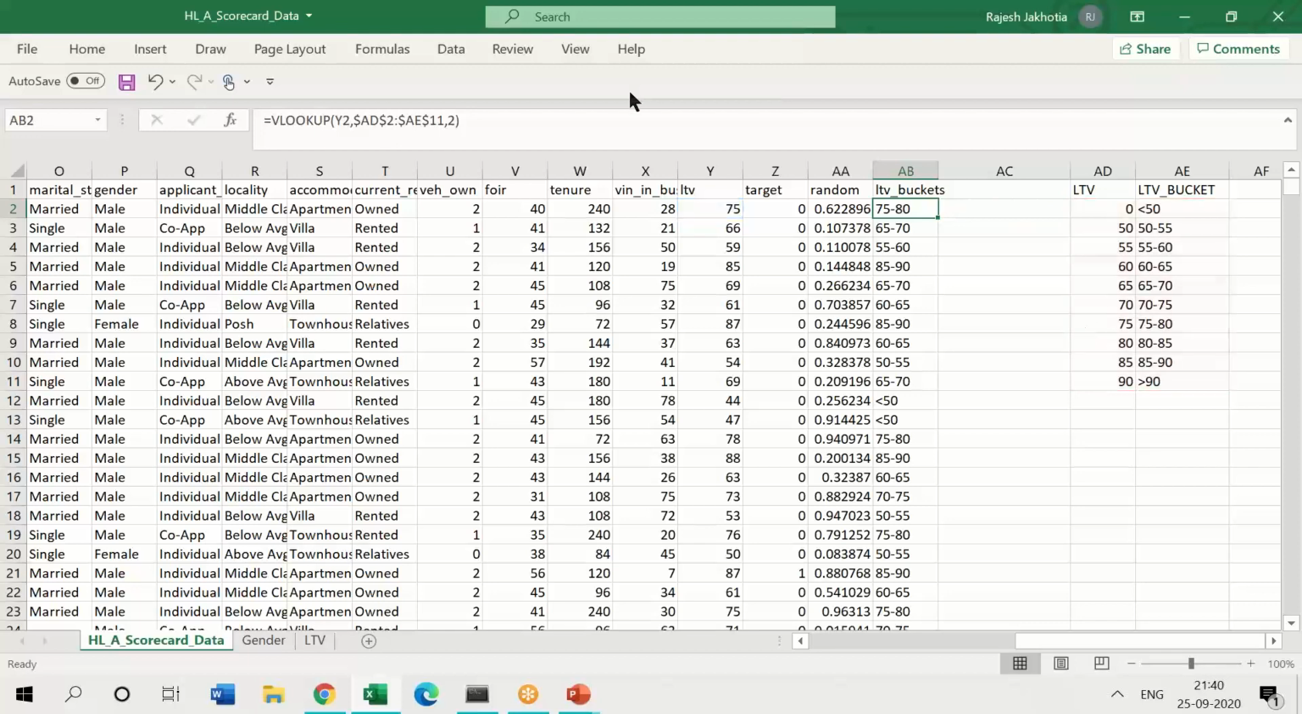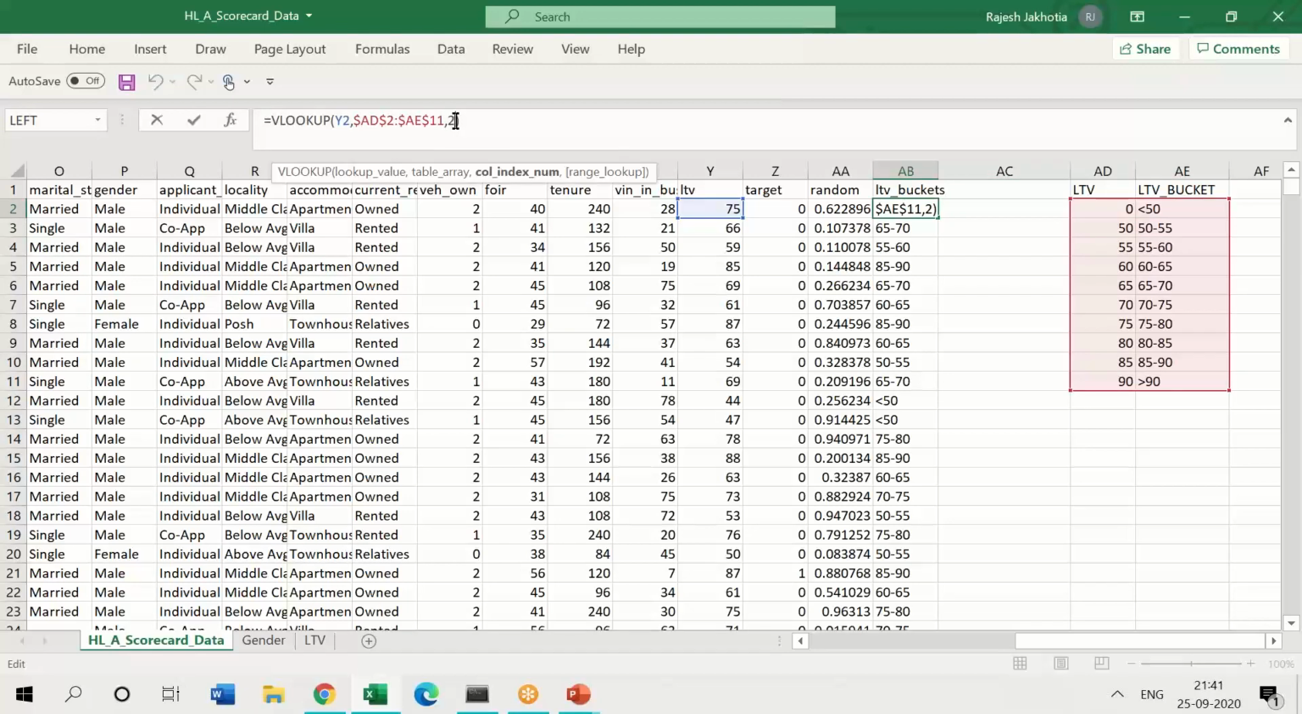If you see, I selected 75 and I've done a VLOOKUP. This 75 has taken 75 to 80. This 66 is taking the bucket 65 to 70. 59 goes to 50 to 60. And for 0, I have said less than 50. So from this range to this range, this bucket will be taken.